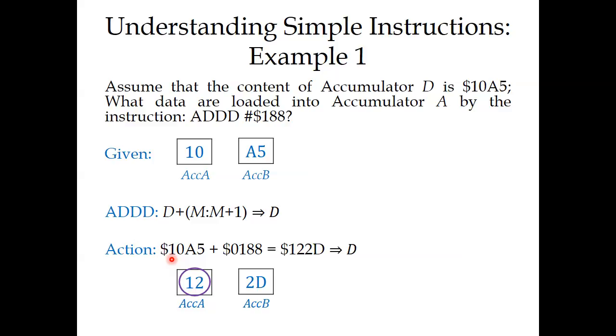Any question here? How did you get to the answer? So, yeah, look at the answer. It's 122D, right? So the first byte goes to A, second byte goes to B. Because the D is A and B, right? A followed by B. D always means A followed by B, right? So basically, if you have 122D, that means 12 will go to accumulator A, and 2D will go to accumulator B. Because D is nothing but A followed by B. Any other question?